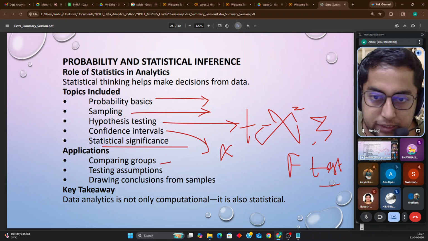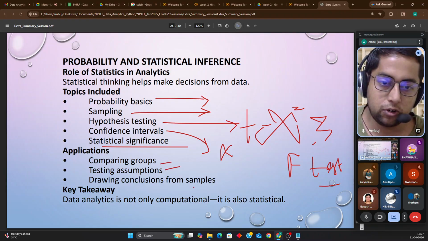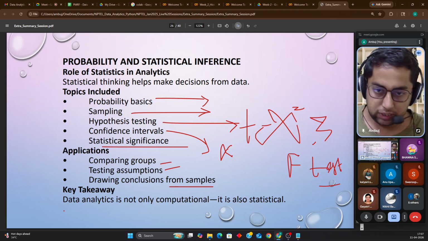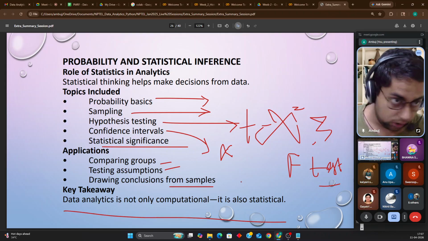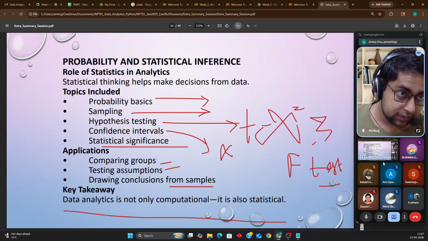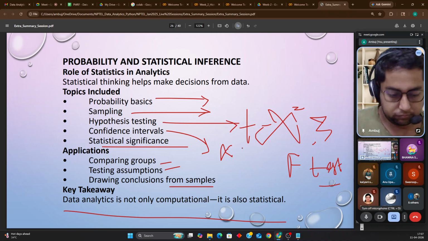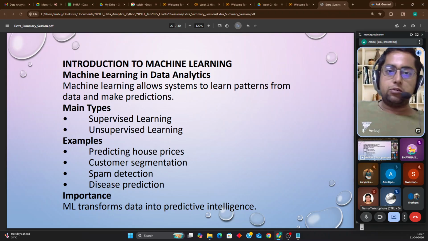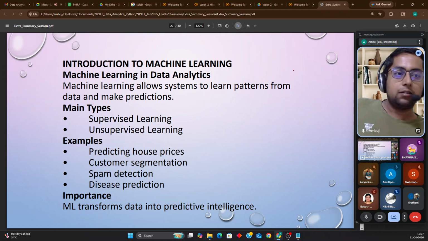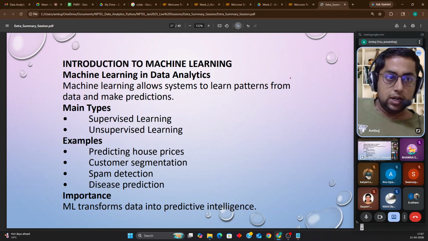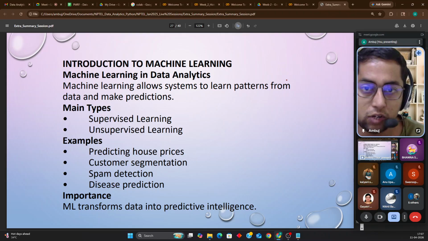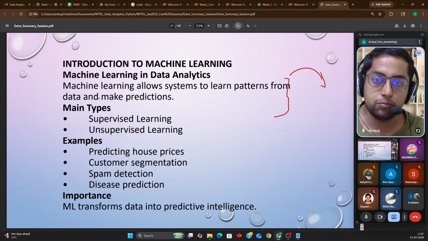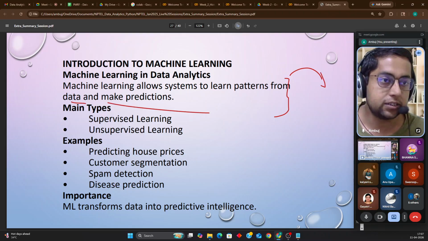Applications are in comparison groups, in testing the assumptions, in drawing conclusions from the samples. The key takeaway is this: data analytics is neither purely computational nor purely statistical, it is a mix of both. Then machine learning allows the systems to learn patterns from data and make predictions. It allows you to calculate the system parameters, learn the patterns from the data and make predictions.